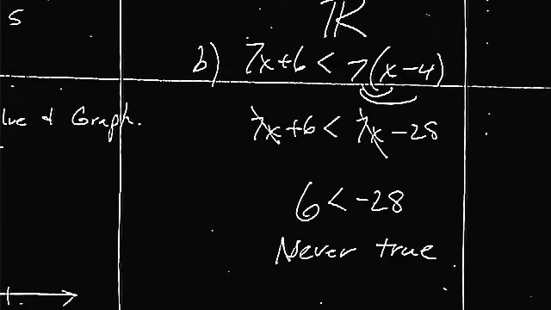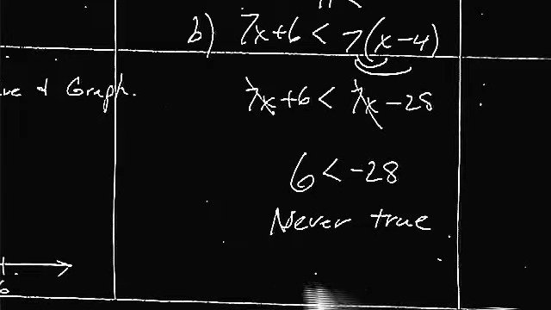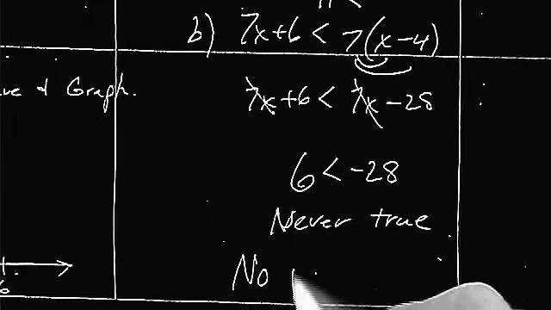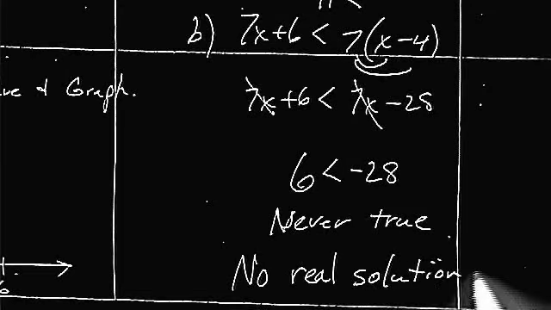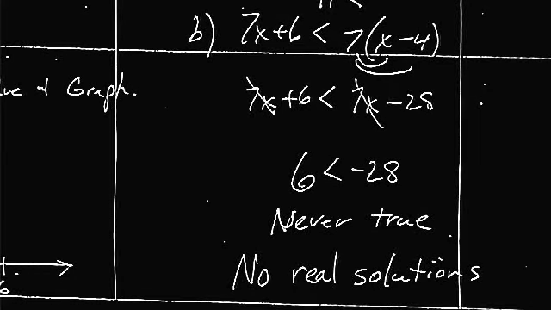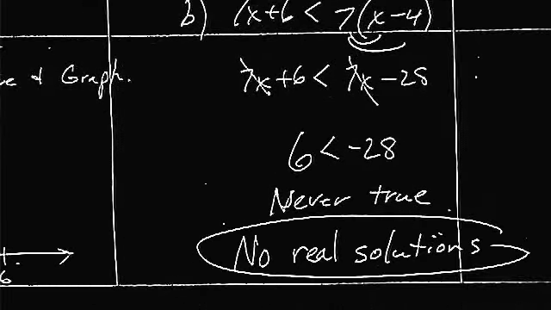You can't find a number on the number line that does work for this inequality. No real solutions. There's nothing. There's nothing you could put on a number line either, because there's nothing on the number line that would work. No real solutions.